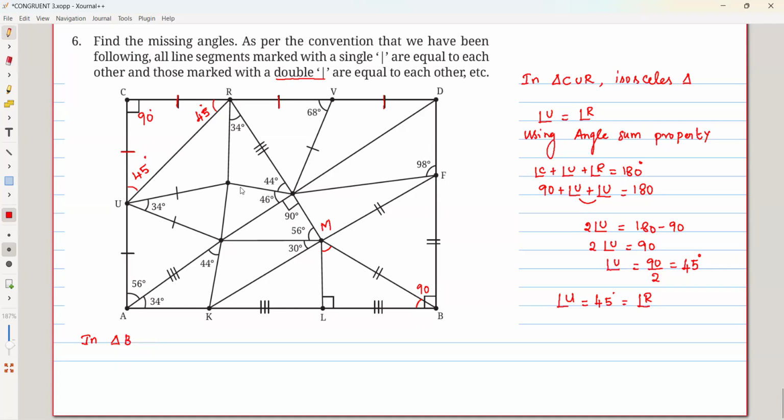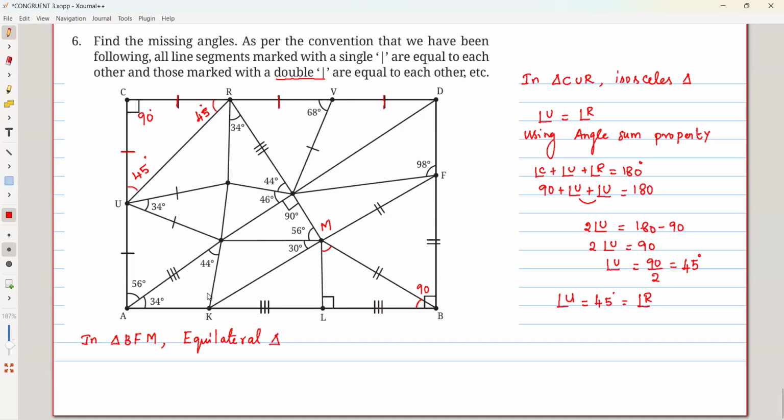In triangle BFM, all the sides are equal, right? Two lines, two lines, two lines. So all three sides are equal. It's called an equilateral triangle. So triangle BFM is an equilateral triangle. If it's an equilateral triangle, all the angles must be equal. What is the measure of each angle?